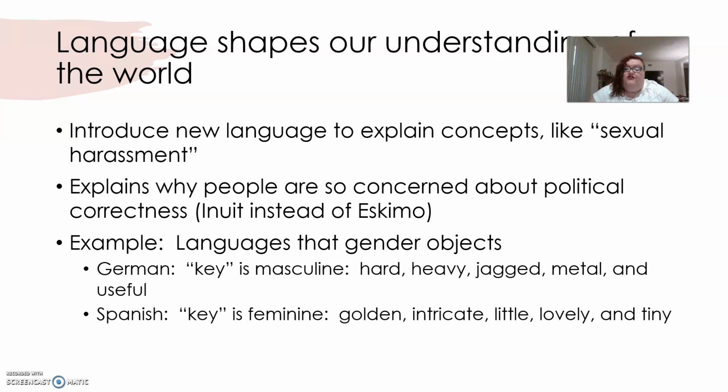And the folks who spoke German, in which the word key is masculine, described keys as hard, heavy, jagged, metal, and useful, which are all kinds of words that seem pretty closely related to masculinity. Whereas in Spanish, where the word key is feminine, the Spanish speakers described keys as golden, intricate, little, lovely, and tiny. So because in their language these objects are gendered, that gives them a lens through which to actually see the object, that carries through even if they're speaking another language and even if they're just looking at pictures. So in this case, their first language, either German or Spanish, shaped the way they saw this particular object in the world.